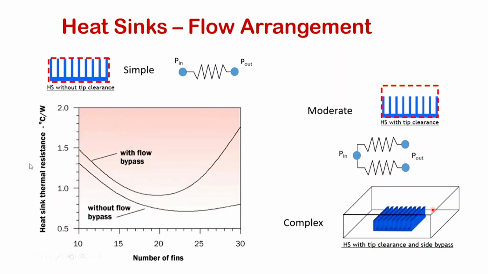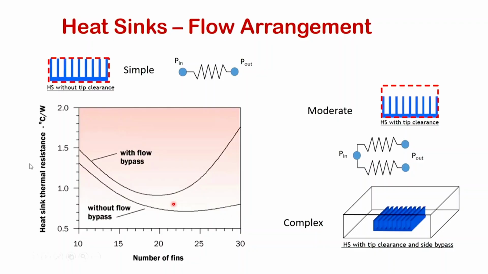If you look at this plot, we looked at this plot last time, but we didn't spend much time. You will see that if the number of fins increases, then the heat sink thermal resistance actually goes up a little bit, even without flow bypass. Okay, so this is a minor increase. This is because when you put many fins over an area, it kind of blocks the flow, so there is a lot of flow resistance, and along with that there is a thermal resistance also.